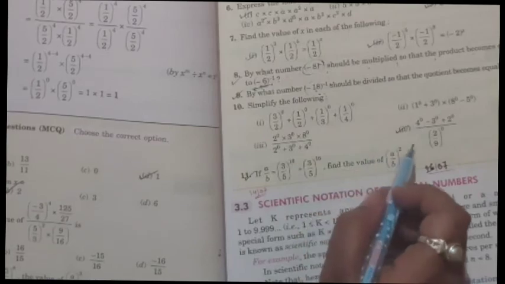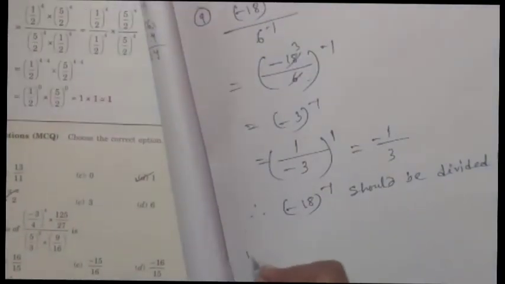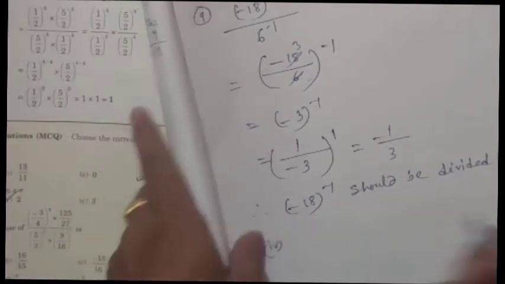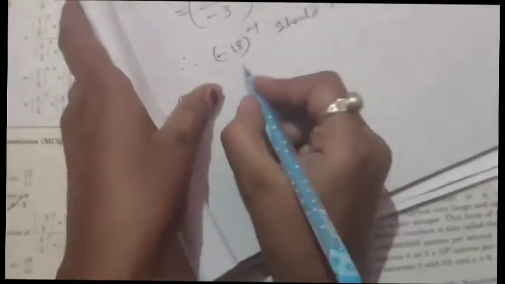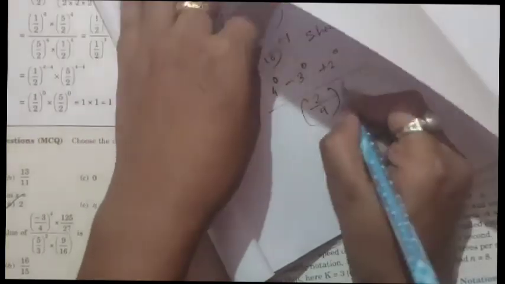Next question, question number 10. Here some expressions are given. You have to find the value. Question number 10, part 4: 4 raised to the power 0 minus 3 raised to the power 0 plus 2 raised to the power 0, divided by 2 by 9 raised to the power 0.